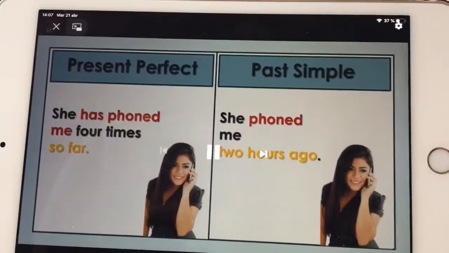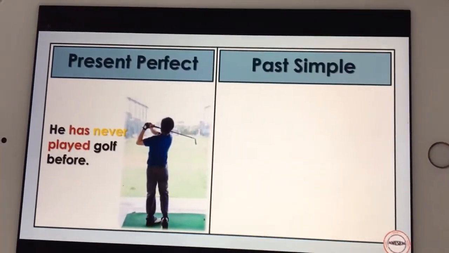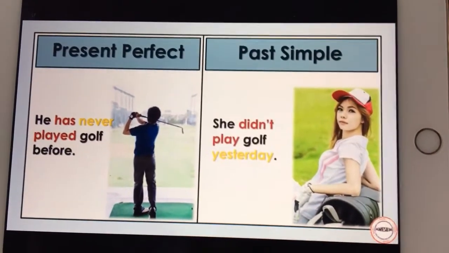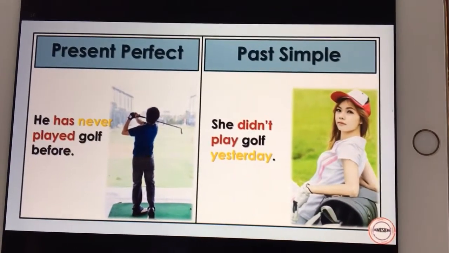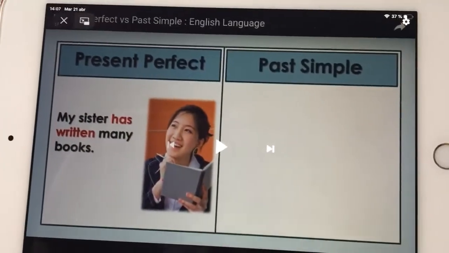Let's see more examples. Present perfect. He has never played golf before, okay? He never did that. Whereas in the past simple, we say she didn't do it yesterday, okay? She didn't play golf yesterday. That's the main difference.